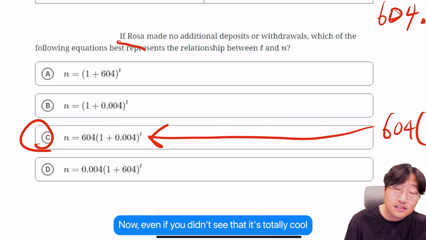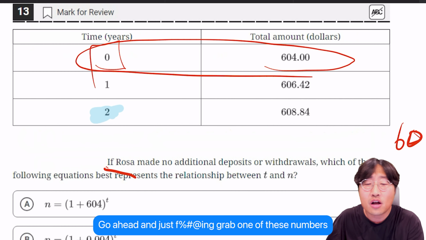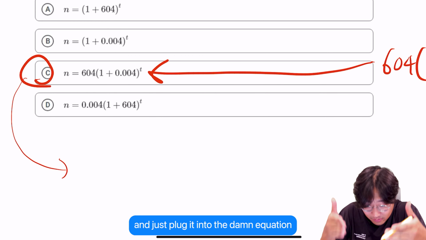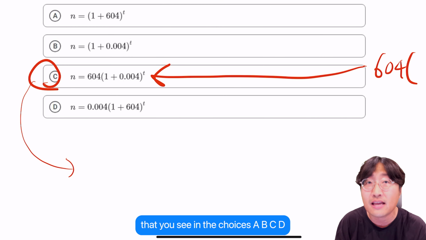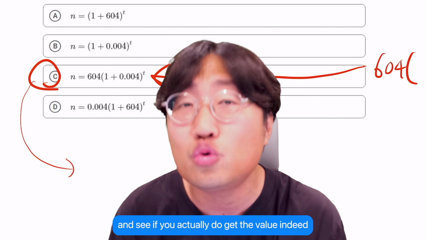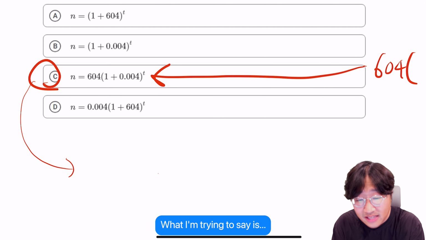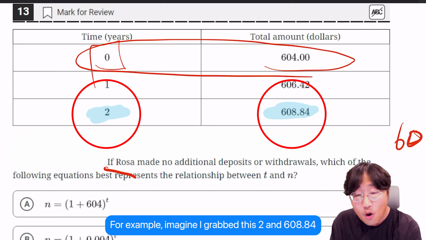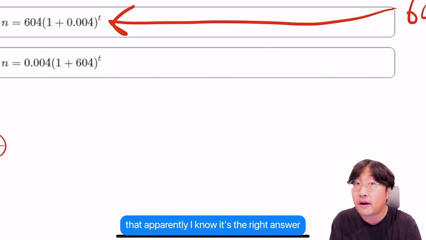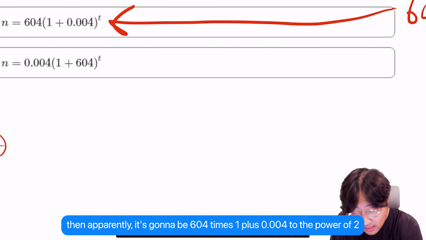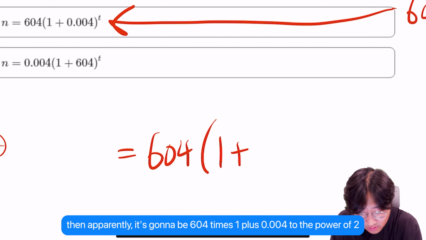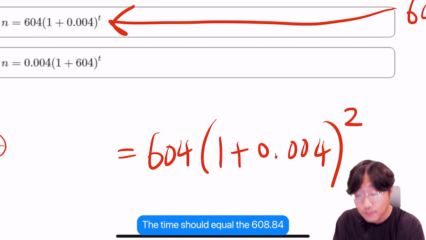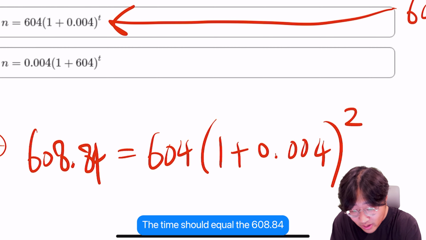Now, even if you didn't see that, it's totally cool. What could you do? Just grab one of these numbers and plug it into the equations you see in choices A, B, C, D. Plug it in one at a time and see if you actually get the value. For example, imagine I grabbed this 2 and 608.84. I grabbed choice C, which I know is the right answer, so it's going to be 604 times (1 plus 0.004) to the power of 2, the time, and that should equal 608.84.